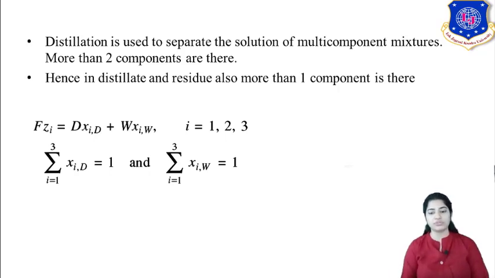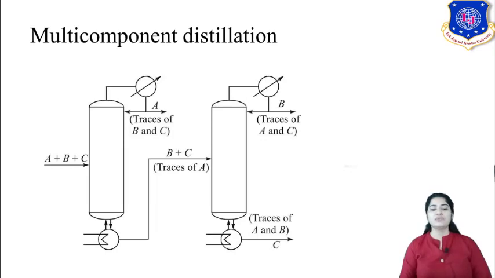Similarly, in the residue also you will have more than 1 component. But the summation of mole fraction is always equal to 1, right? So here you can see that the feed comprises more than 2 components, and how sequencing of towers is done. In the first tower you separate out A as the more volatile component. The rest is then sent to tower 2 where further separation occurs. This way multi-component distillation is carried out.